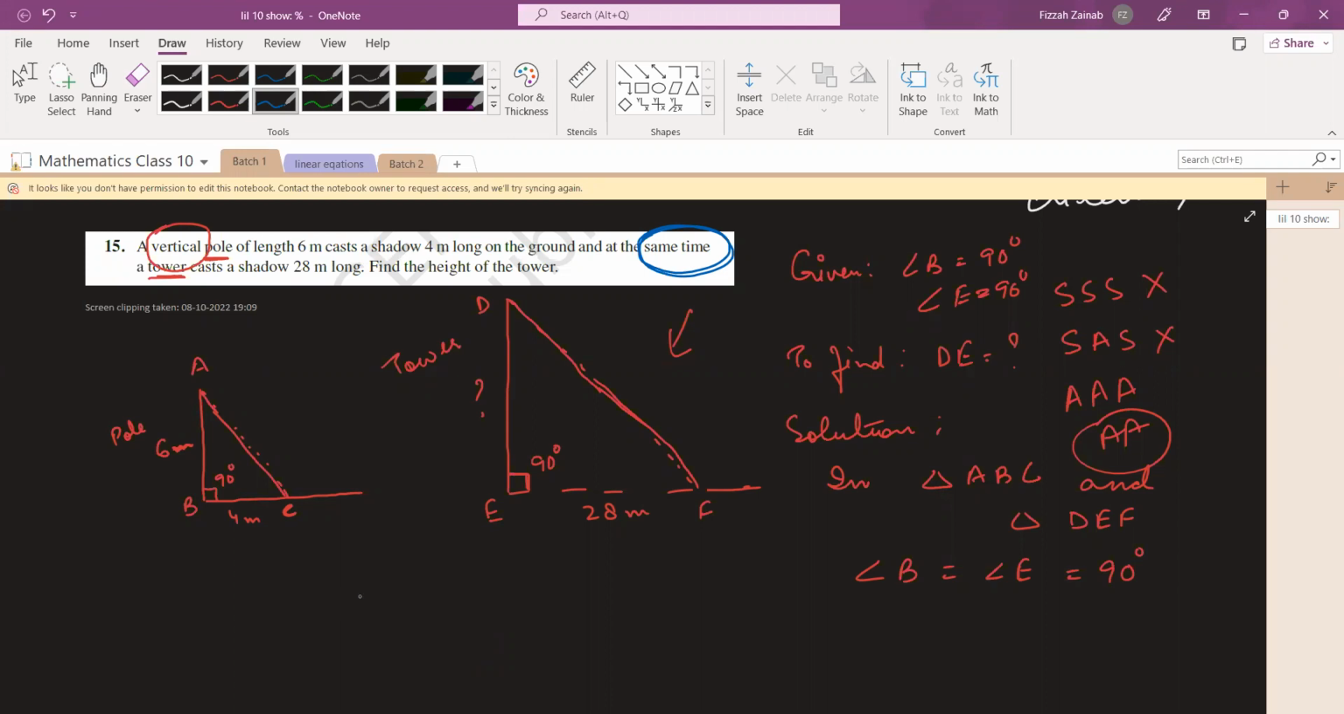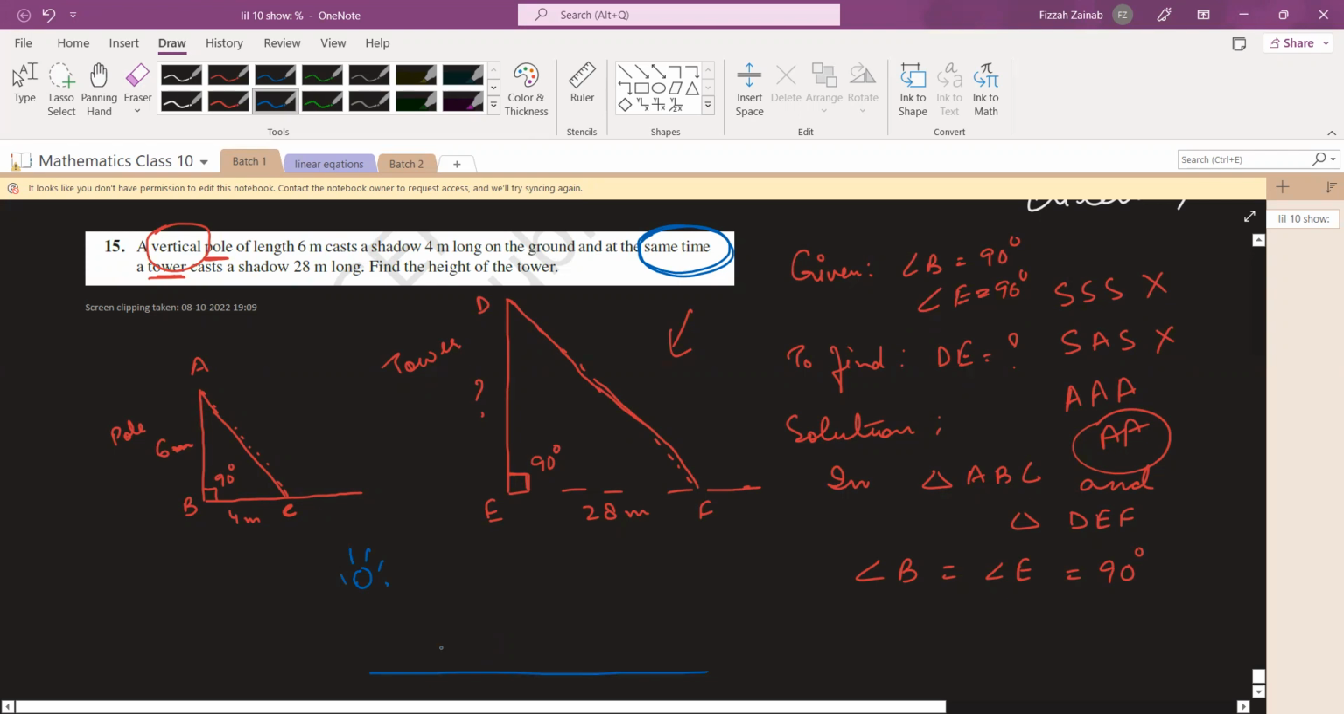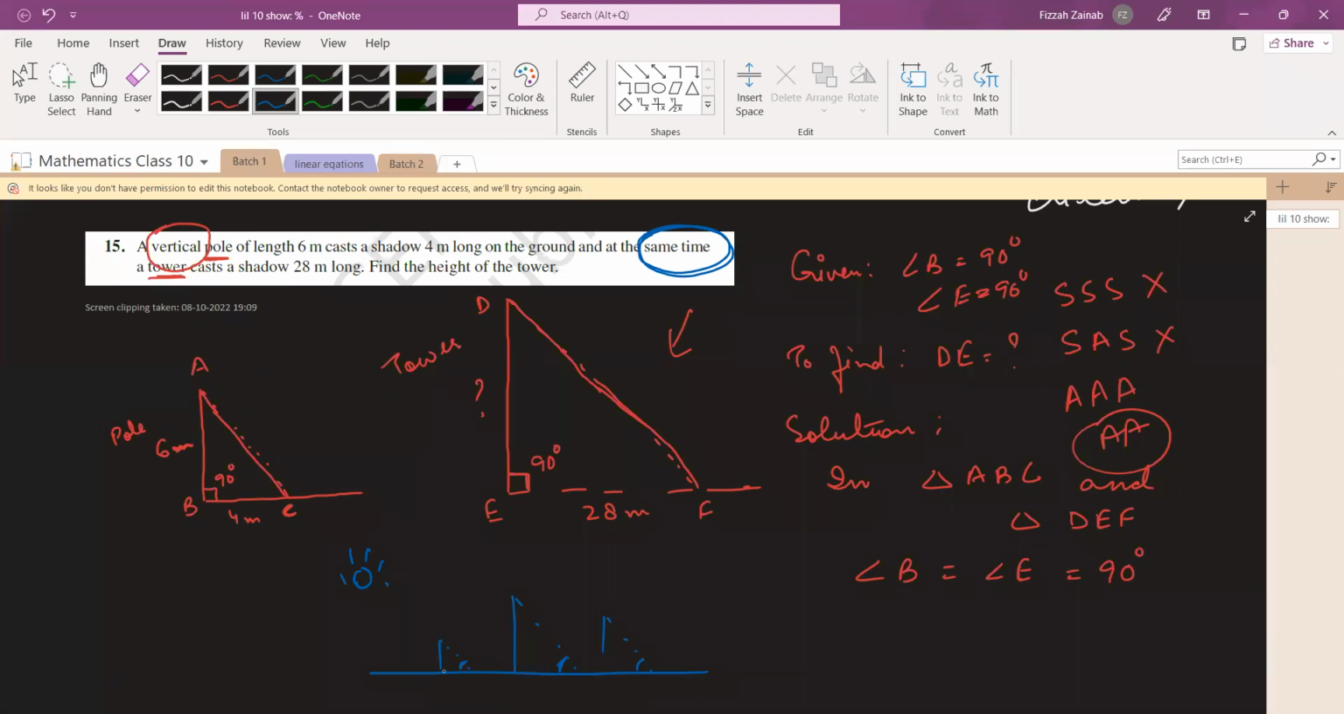If you have a sun, and there are bodies on the ground like this, and like this, the sun is like the length of the shadow. Basically, the elevation will be the same for all the figures on the ground, because you are taking the length of the shadow at the same time. That means the elevation angle will be the same, so angle C will be equal to angle F.